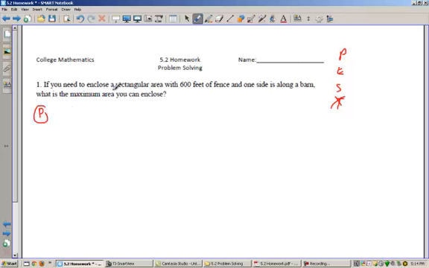It says, if you need to enclose a rectangular area with 600 feet of fence and one side is along a barn, what is the maximum area you can enclose? Okay, so I have a rectangular area here, and I have 600 feet of fence. That's perimeter stuff, so I'll make sure I write that down. The perimeter is equal to 600 feet.